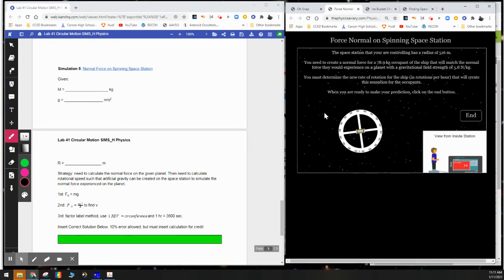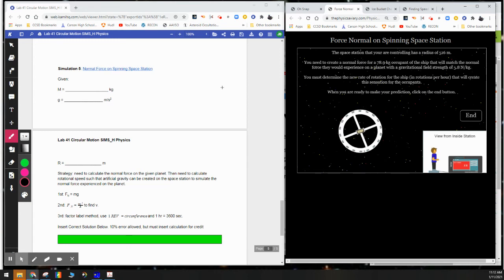And so you need to create the normal force on this rotating space station so that the normal force for a 78.9 kilogram occupant on the ship will match the normal force they would experience on a planet with the same gravitational field strength, or g. Okay, so 5.8 newtons per kilogram is the same thing as meters per second squared.